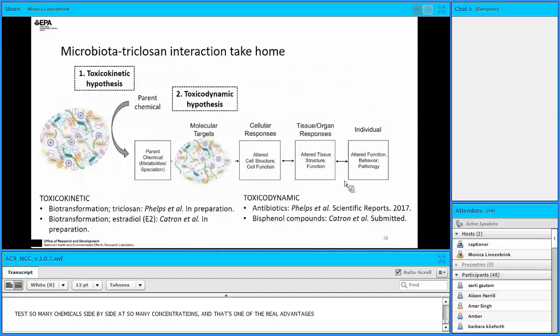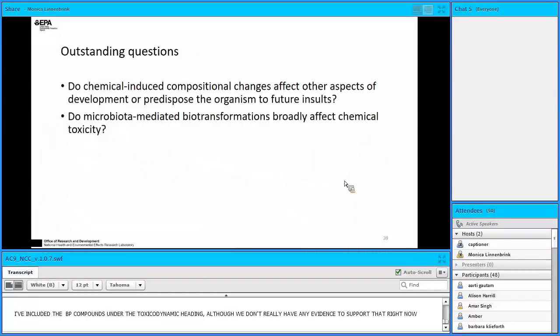So to put everything back in that framework that I introduced at the beginning of the talk, I've shown you two examples that fall under the toxicokinetic hypothesis, where these microbes are biotransforming exogenous agents, in the case of triclosan and exogenous estradiol. And I've shown you one example where application of an exogenous agent, antibiotics, causes a toxicodynamic effect, leading to hyperactivity in the fish. And I've included the BP compounds under the toxicodynamic heading, although we don't really have any evidence to support that right now. And that really leads me to the two outstanding questions that come out of this work, which we've spent the past 2+ years on.